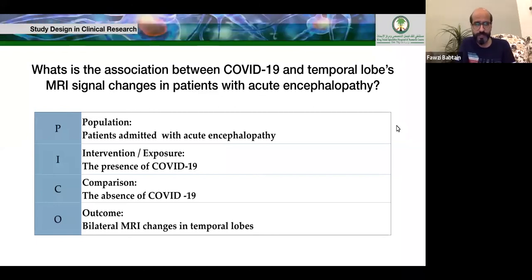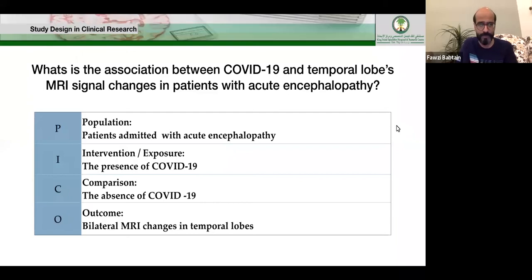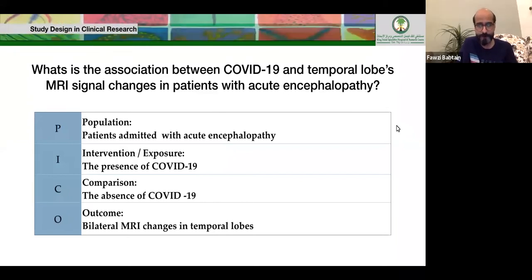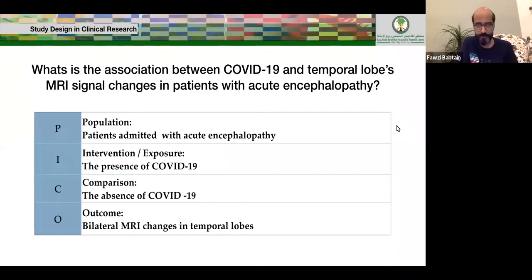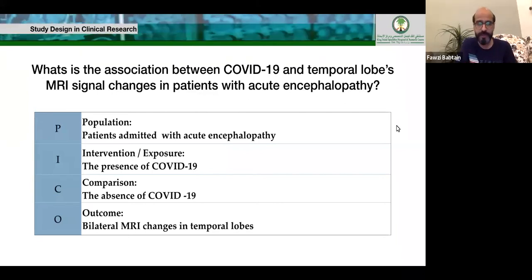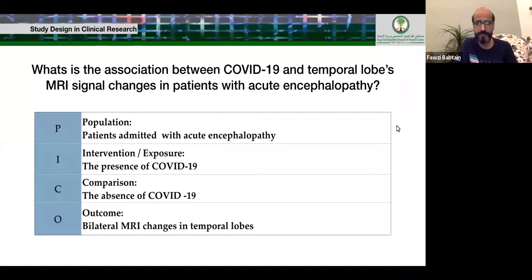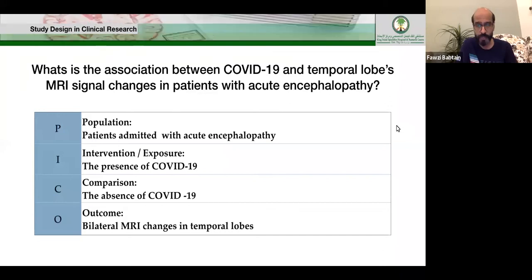So the population is the patients admitted with acute encephalopathy. The intervention is the presence of COVID-19, or the exposure. The comparison, I want to compare them to those who had no COVID-19, but also had encephalopathy. And I want to look at if bilateral MRI changes in the temporal lobes is associated with COVID-19 encephalopathy.